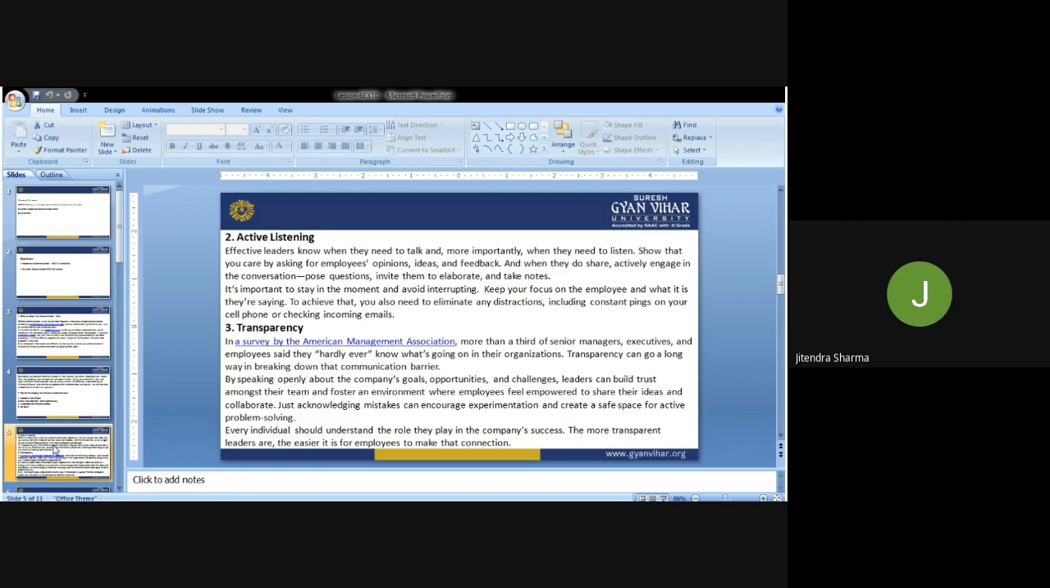You should be focused on the employee and what they are saying. To achieve that, also eliminate any distractions, including constantly checking your cell phone or incoming emails. Active listening is very important.